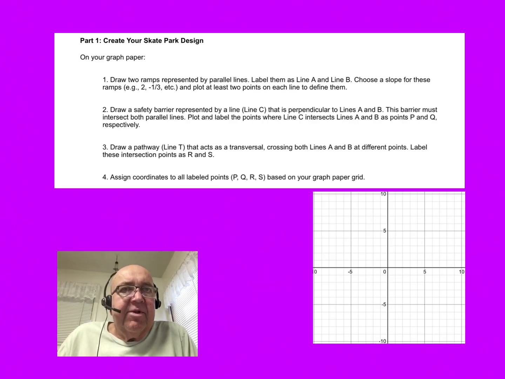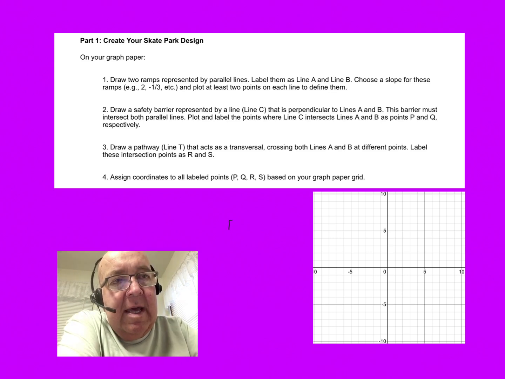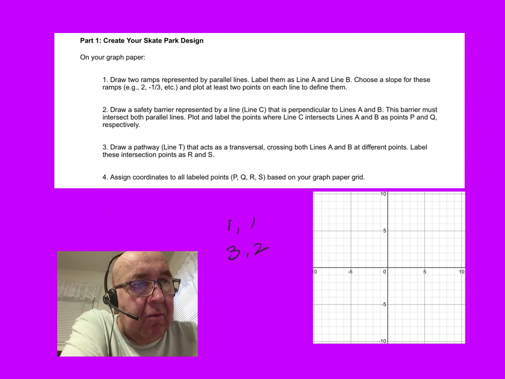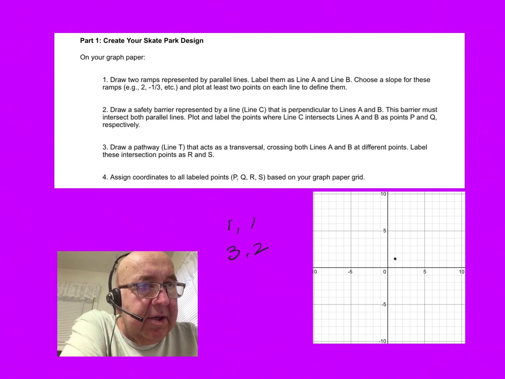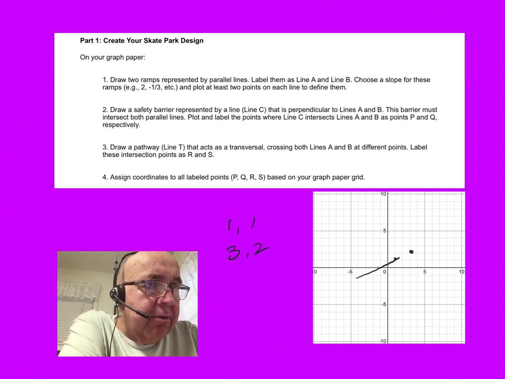So first thing we want to do is draw two parallel lines. Remember, parallel lines do not cross. They have the same slope. So I'm going to do that here. I'm going to choose the points (1, 1) and (3, 2) to make my line. So I'm going to mark (1, 1), and then I'm going to go to (3, 2) and make my line, and I would draw through that.